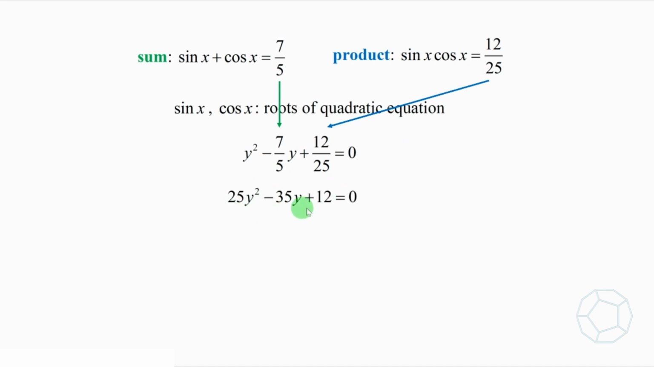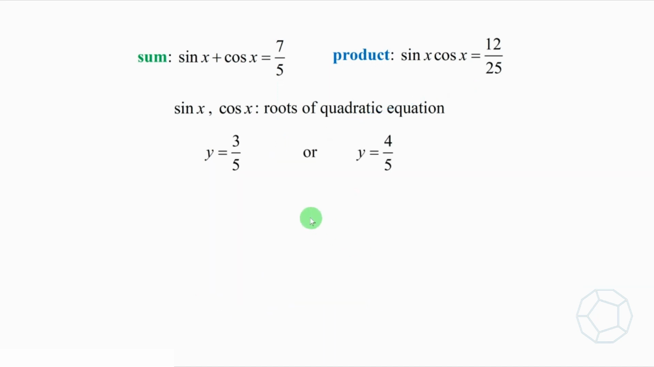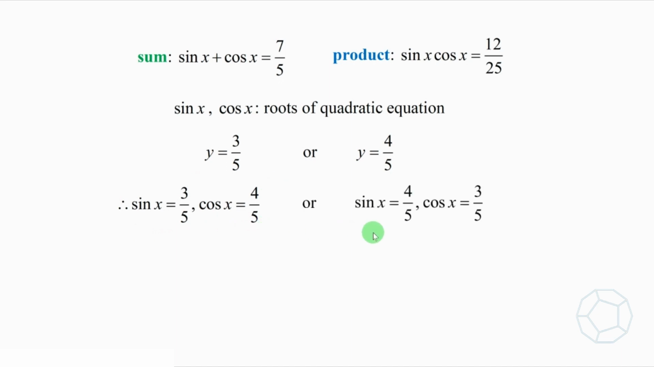Multiply the whole equation by 25. Then it is in the standard form. We can use cross method to factorize. So y is equal to 3 over 5 or 4 over 5. We get two sets of possible answers. Sine x is equal to 3 over 5, cosine x is equal to 4 over 5, or vice versa.